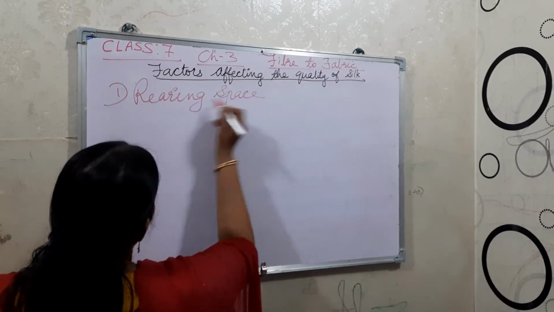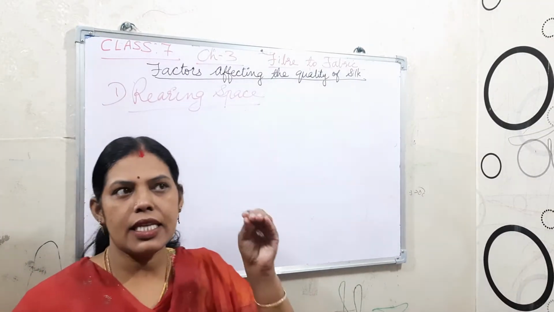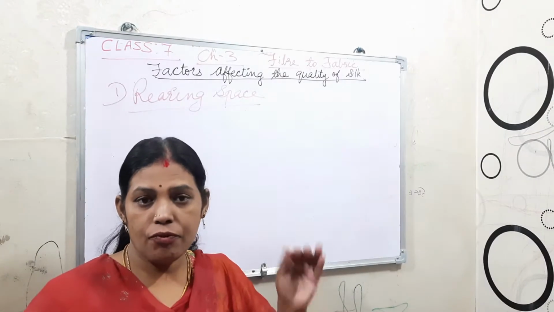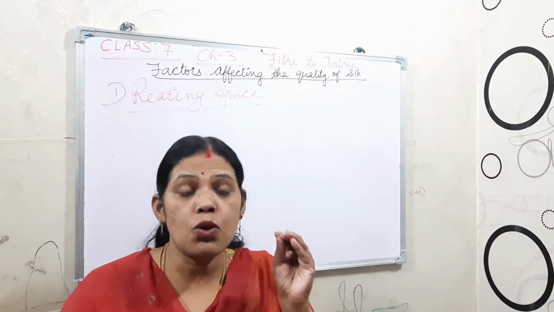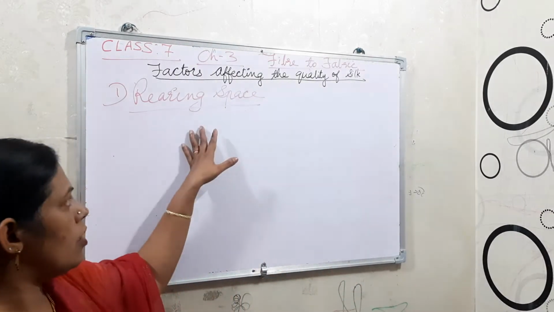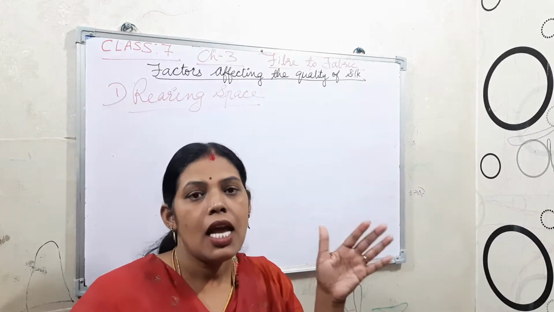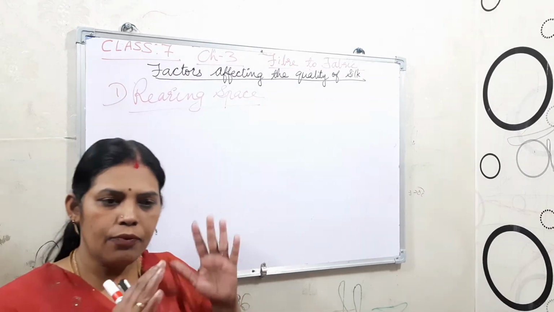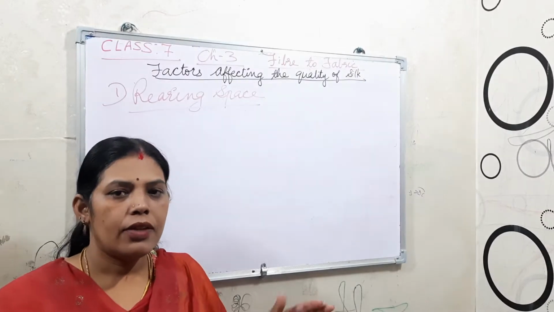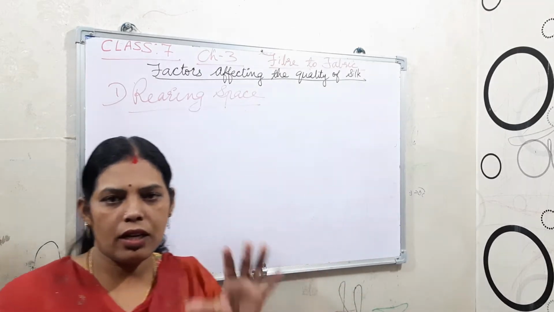It means, see children, for growing the caterpillars, in the beginning stage, they grow very fast. Vigorously they grow, so they need more space. For that, what do we have to do? They are reared in trays. If in one tray we keep more caterpillars, more larvae, what happens? It will be very crowded.